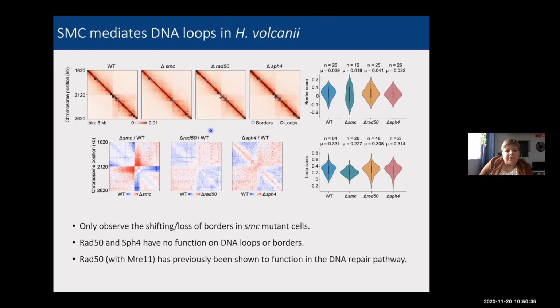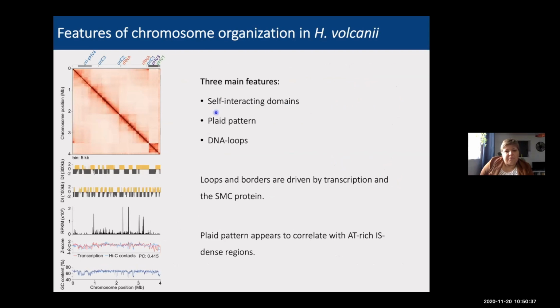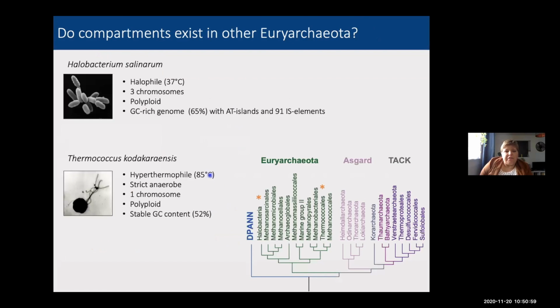So, just to conclude what we'd seen from the Haloferax: we identified three main features: these self-interacting domains, the plaid patterning, which was not linked to A/B transcription-mediated compartmentalization, and these DNA loops. But as I'd said before, one of the things we did notice was that this plaid patterning did seem to correlate with AT-rich, IS-dense elements, and so we wanted to test that further, and rather than generalize with just one particular archaeal species, we looked at two more.